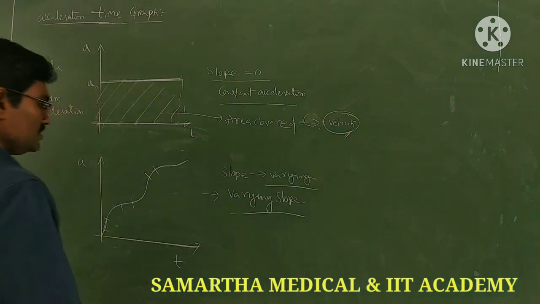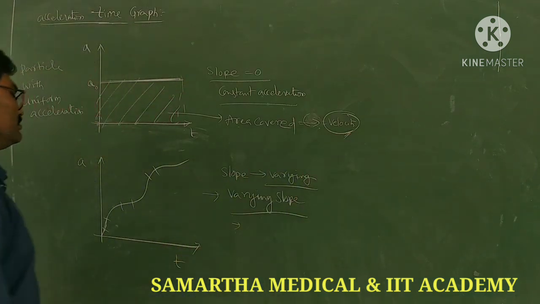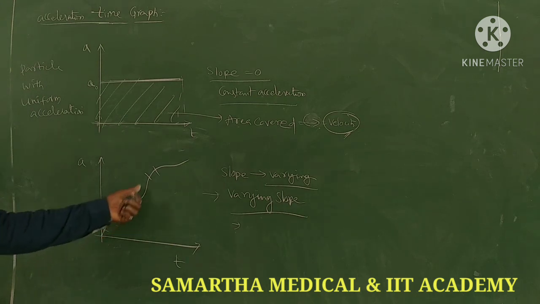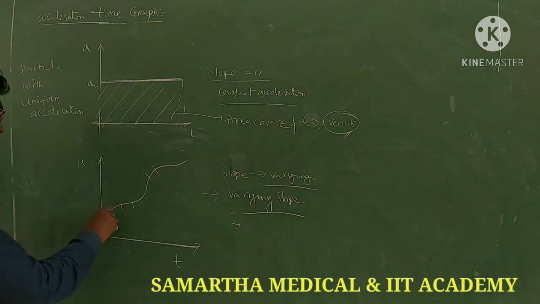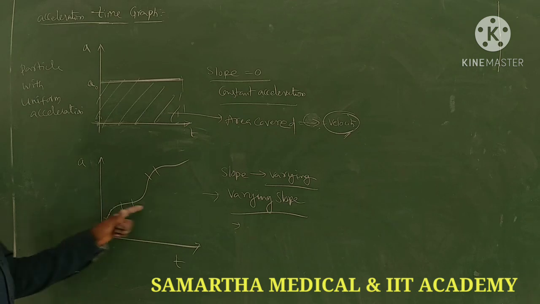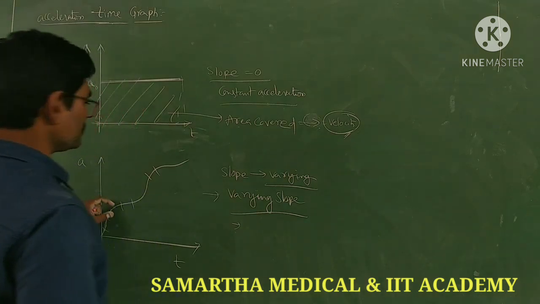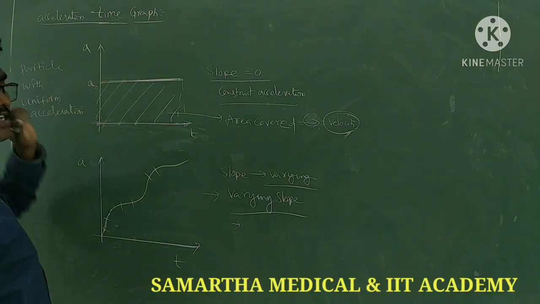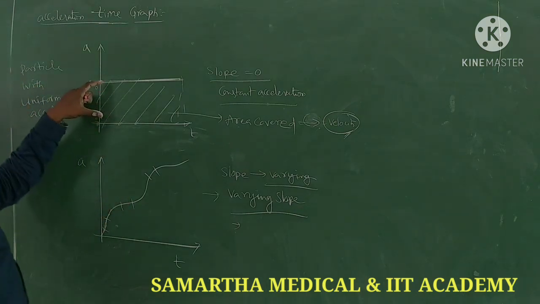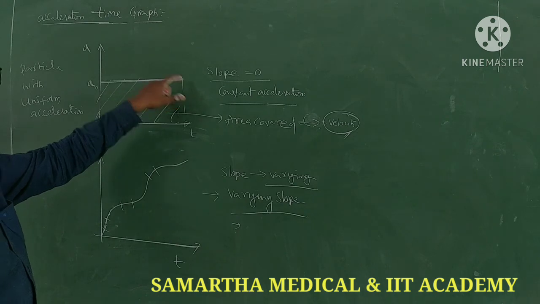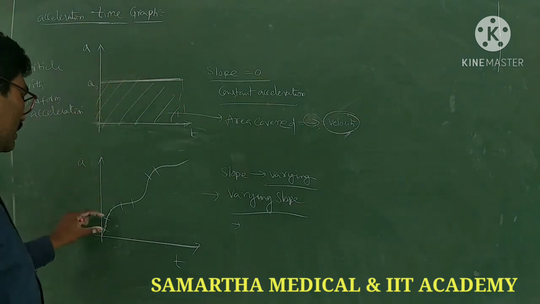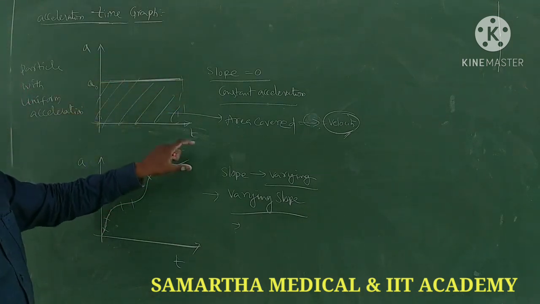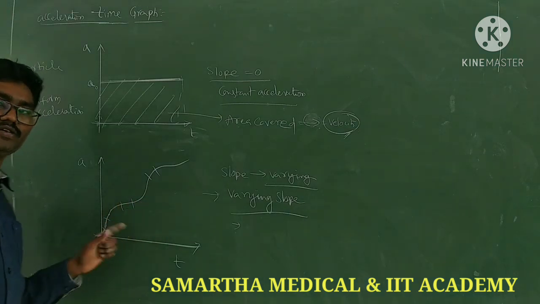Even here you can calculate the area covered. But instant to instant it is varying. By drawing a tangent, by taking the slope at a particular instant, it gives you the instantaneous jerk. Jerk means the rate of change of acceleration. Here acceleration is not changing with time, so jerk is 0. Here acceleration is varying with time, so jerk is not 0. That is what you can notice for this.